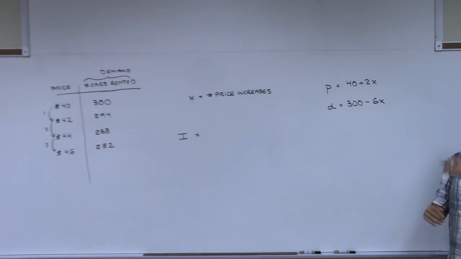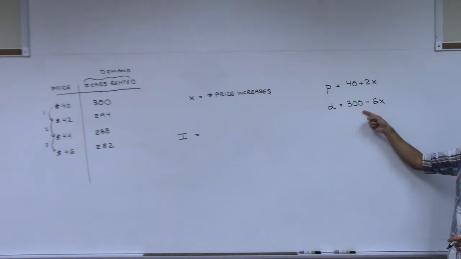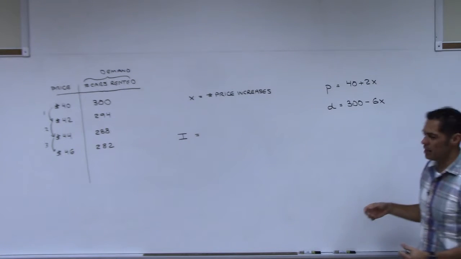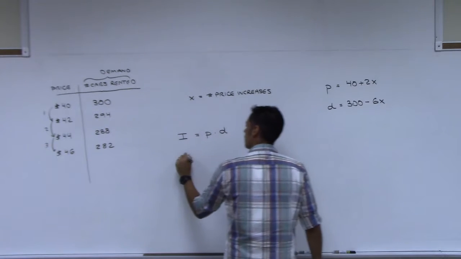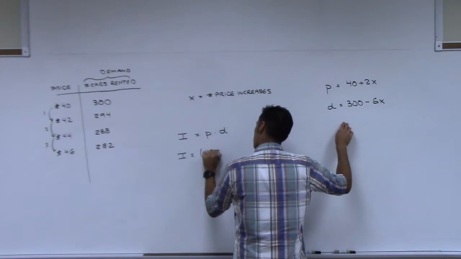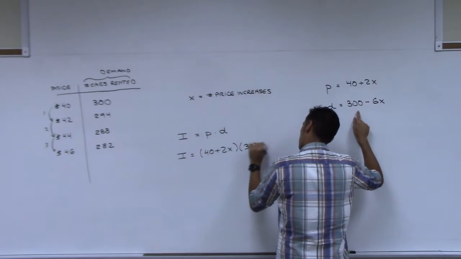The income should be the price times the demand. This is how much you're going to charge per car. This is how many cars should be rented. So if I multiply those two, that's your income. Yes? Okay, so price times demand. Price should be 40 plus 2x, and then demand is 300 minus 6x.